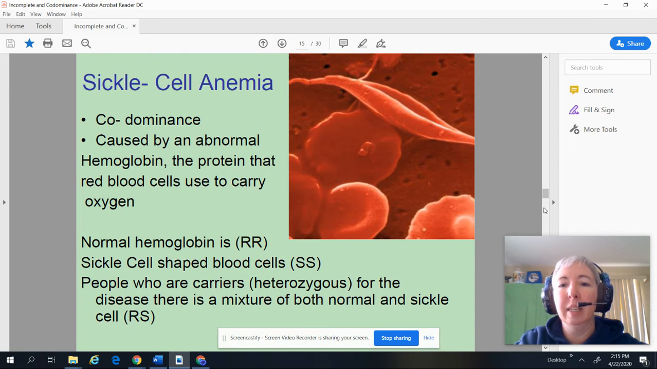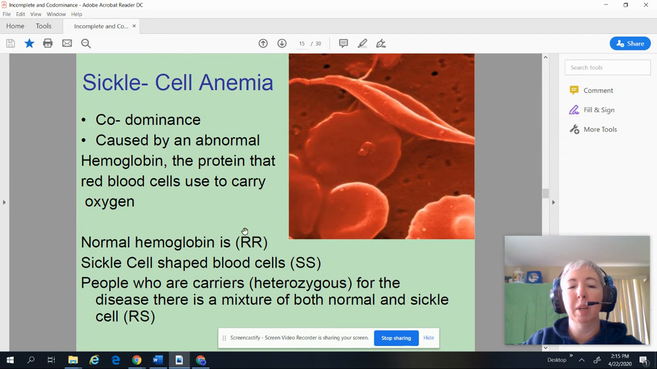In sickle cell anemia, this is a serious condition in which blood cells form a different shape and they cannot carry very much oxygen. It can be unhealthy. So these are codominant alleles caused by an abnormal hemoglobin.